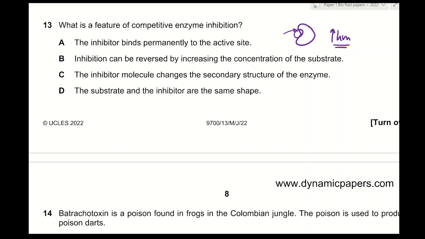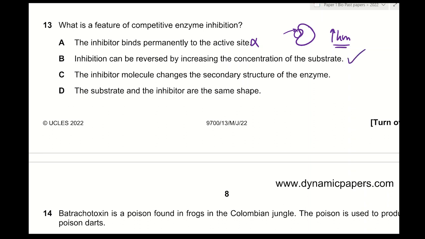Now, let's see the suggestions that we have here. A, the inhibitor binds permanently to the active site. It does not bind permanently. Actually, competitive inhibition is a reversible reaction. B, inhibition can be reversed by increasing the concentration of the substrate. Now, this is correct.